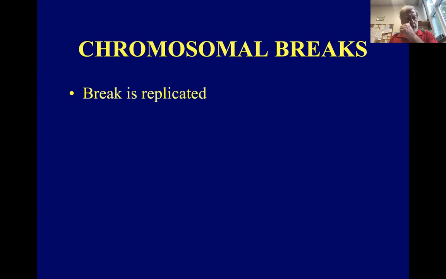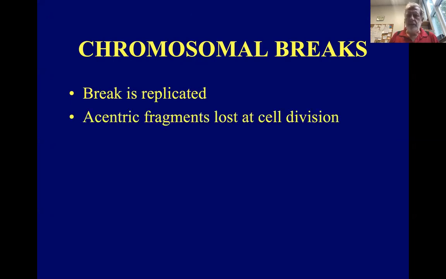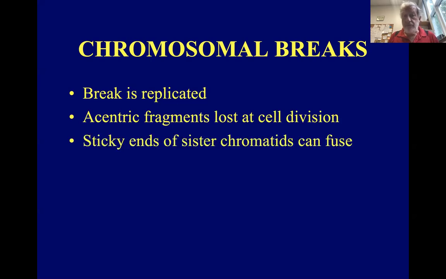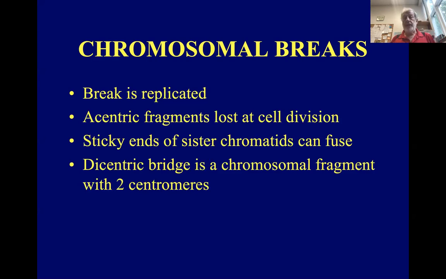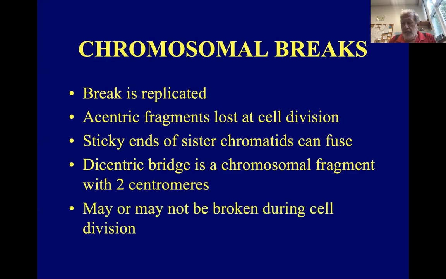On to chromosomal breaks. Here the break is replicated because it happens prior to the S phase of the cell cycle. And of course the acentric fragments can be lost at cell division. The sticky ends of the sister chromatids may fuse, forming a chromosome with two centromeres called a dicentric bridge. And this dicentric bridge may or may not be broken during cell division.